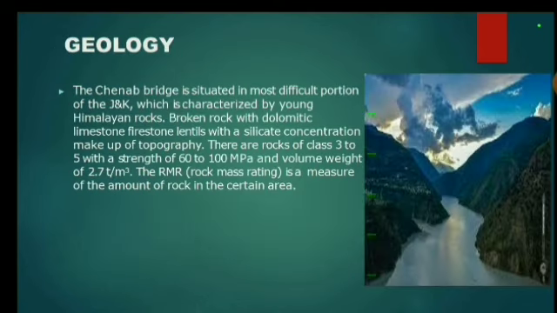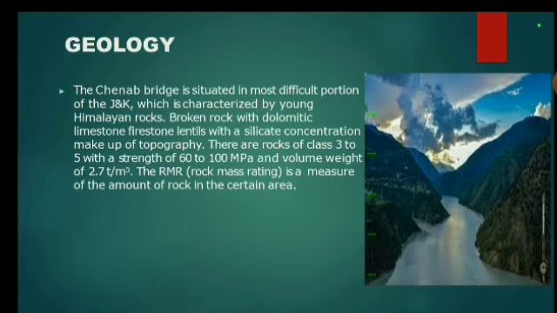Geology. The Chenab Bridge is situated in the most difficult portion of Jammu and Kashmir, which is characterized by young Himalayan rock, broken rock with dolomitic limestone, and lentils with a silicate concentration making up the topography. There are rocks of class 3 to 5 with a strength of 60 to 100 megapascal and volume weight of 2.7 ton per meter cube. The RMR, that is rock mass rating, is a measure of the amount of rock in a certain area.